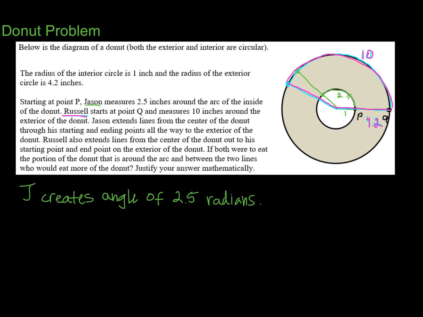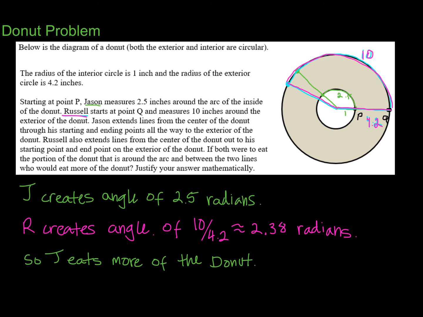So we'll say that Russell creates an angle of 10 divided by 4.2, because that will tell us how many times 4.2, the radius, goes into the arc length of 10. And once we compare the two angles that each creates, we can see that Jason is taking up more of the donut than Russell would be, and so he's going to eat more of the donut.